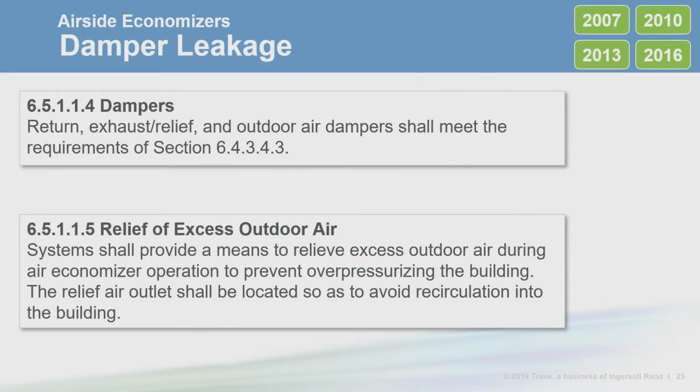The requirement references a table within the standard, which provides maximum damper leakage values based upon climate zone, building height, and damper type. The requirements vary by Standard 90.1 version, so check the specific requirements. The standard also requires a means to relieve excess outdoor air during air economizing to prevent building overpressurization.